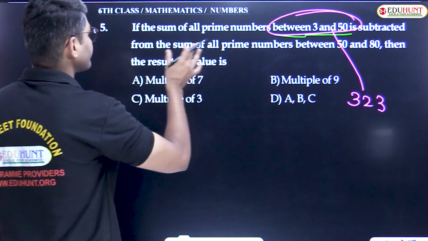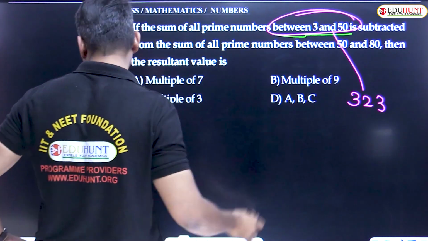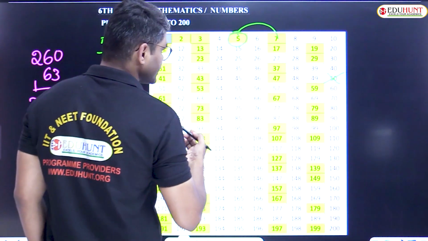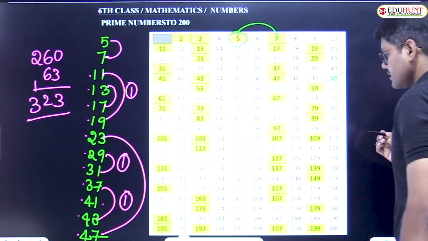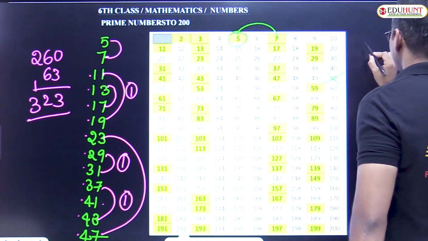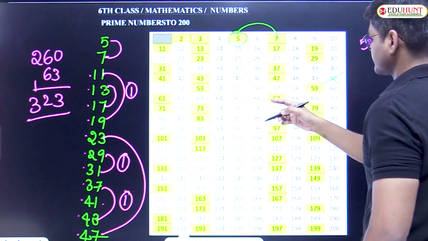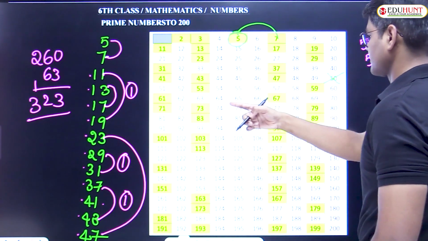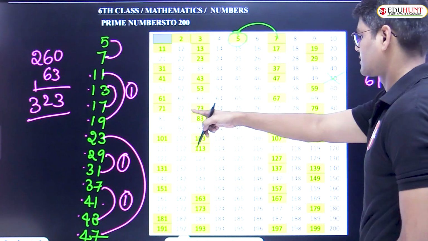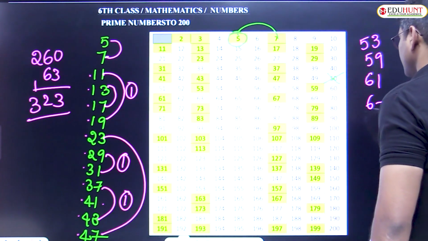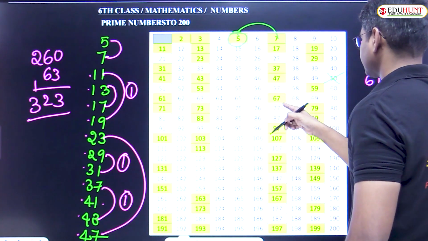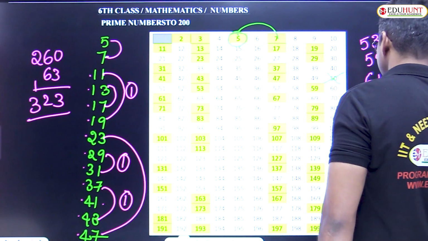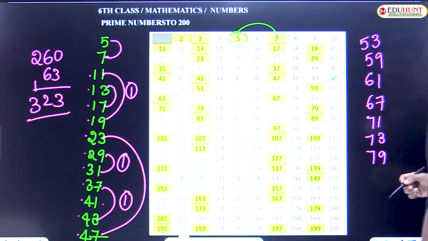323. Now the sum of all prime numbers between 50 and 80. Between 50 and 80, that means 53. Let's see here. 53, 59, 61, 67, 71, 73, 79. We should add all these.